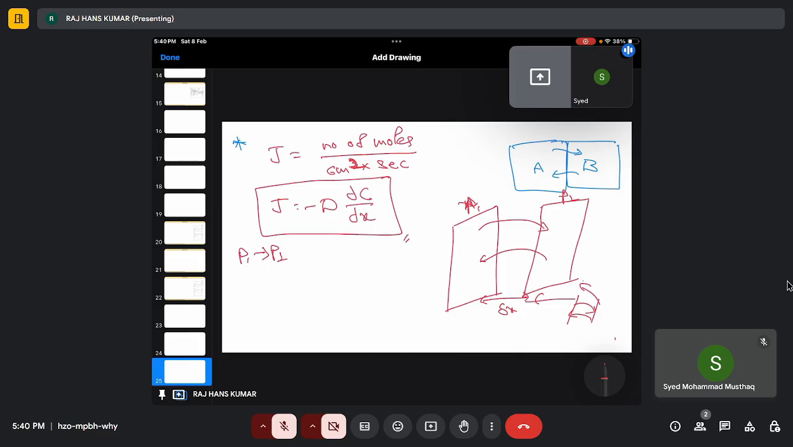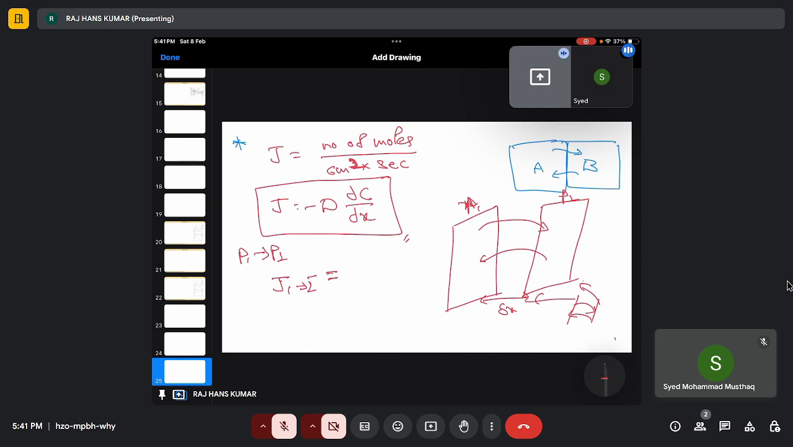Movement from P1 to P2. So the flux will be given as J1 to 2, right? J1 to 2. So this is my flux from plane 1 to plane 2. Now how do we write it?